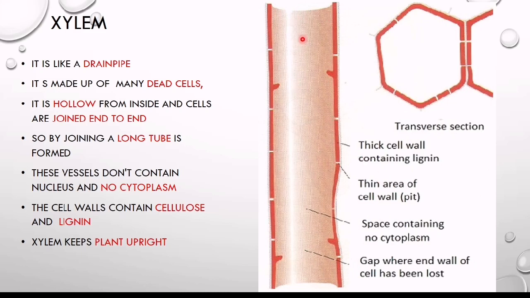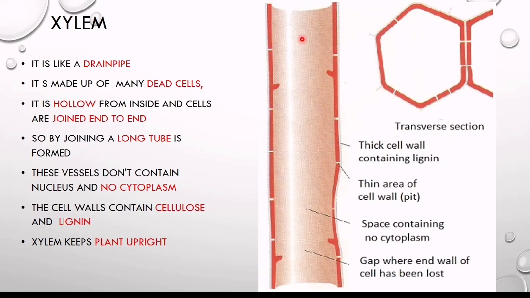So the basic characteristics, I will revise them. It acts like a drain pipe and it is empty from inside, and the cells are dead cells joined end to end to form a long hollow tube. No cytoplasm, no nucleus, and the cell wall is made up of cellulose and lignin, and due to the presence of lignin it becomes harder. You can see a gap inside. The gap is provided so that water can move from downward to upward.